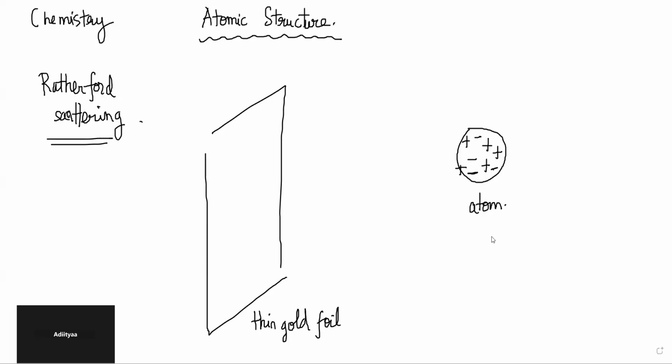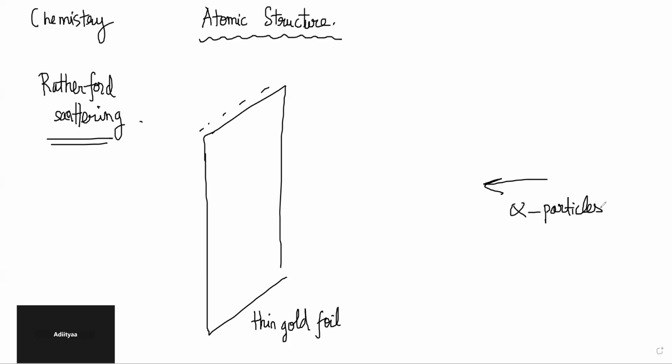And that sheet of gold has been taken because if you have a thin sheet, that will still have hundreds of layers of atoms actually, right? You want to keep it as thin as possible, and then you are firing towards it, you are firing alpha particles, which are helium nuclei.